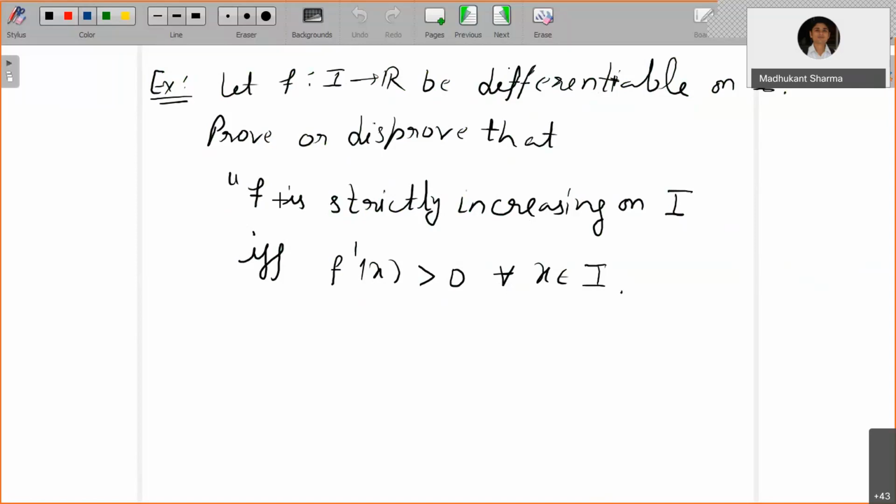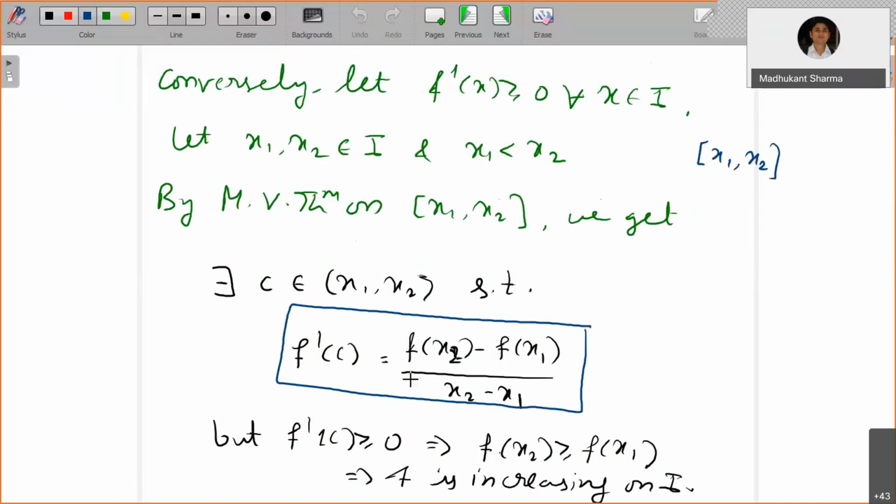One way is true. If f dash of x is strictly greater than 0 for every x in I, then f is strictly increasing on I. You can prove it in a similar manner. So f is differentiable and f dash of x is strictly greater than 0 for every x in I, and then you will have strictly increasing.